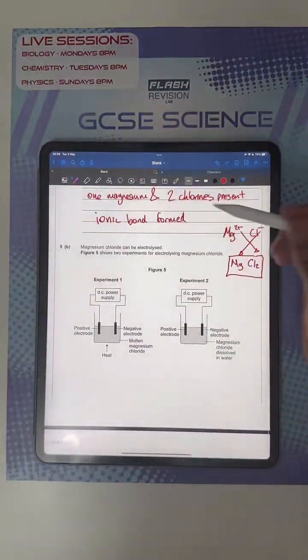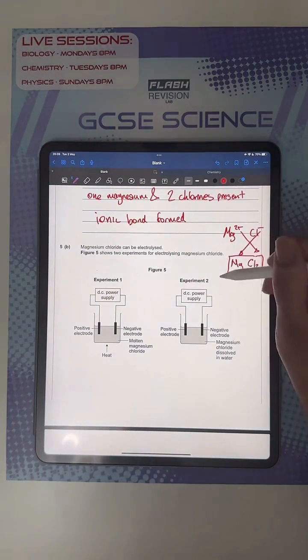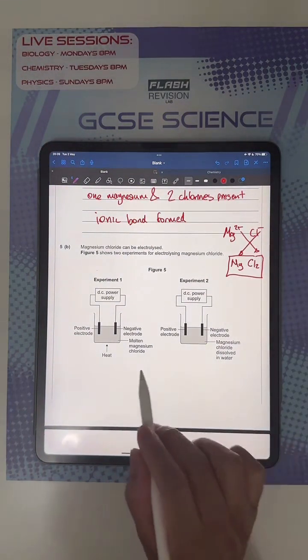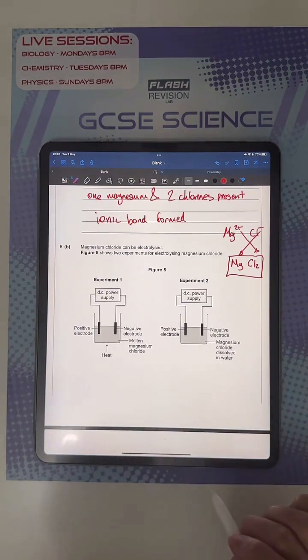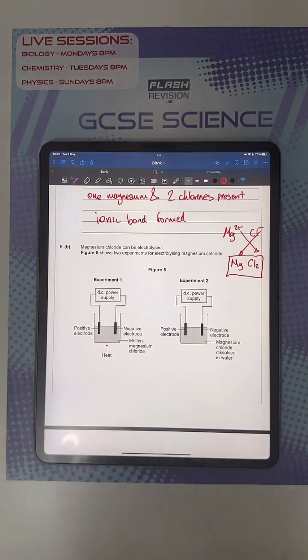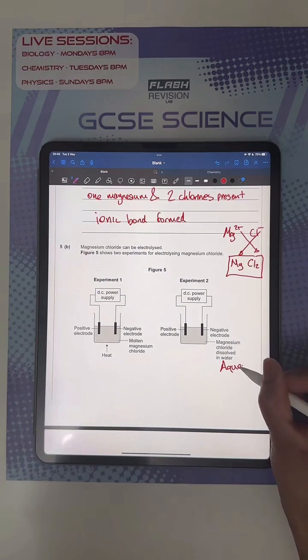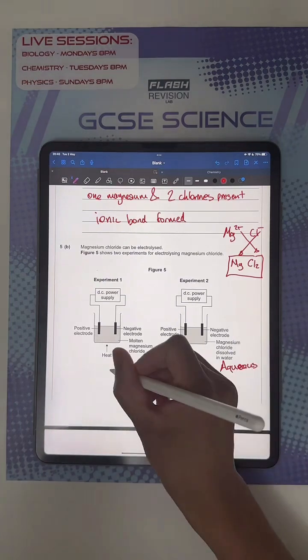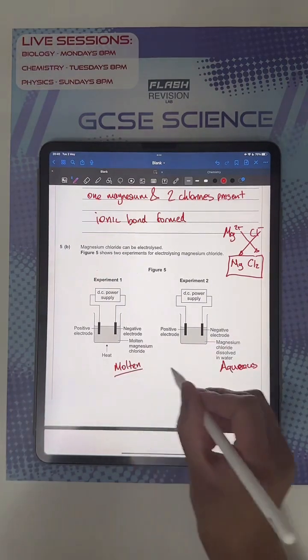Right, look at this. We got magnesium chloride can be electrolyzed. 2 experiments. Look at the difference here. It's the electrolyte. Both of them are magnesium chloride, but this one's molten. This one's dissolved in water. So this one's aqueous, solution. And this one is molten. That's the first thing to identify.